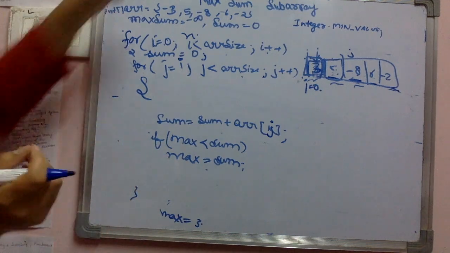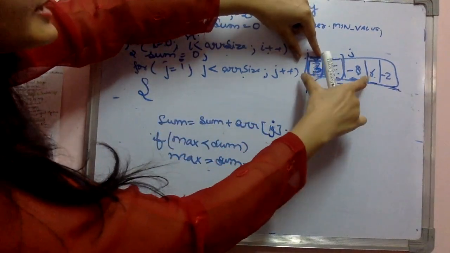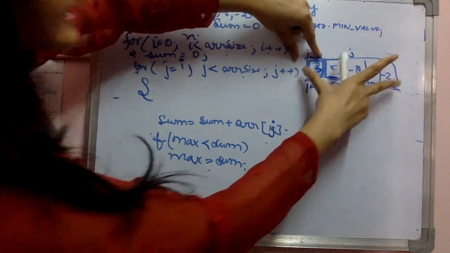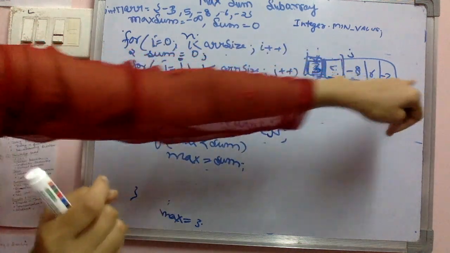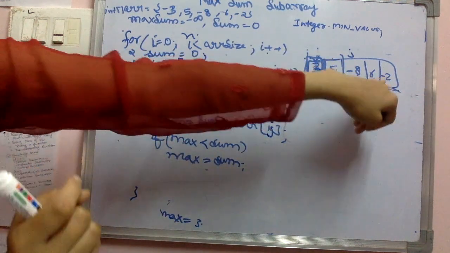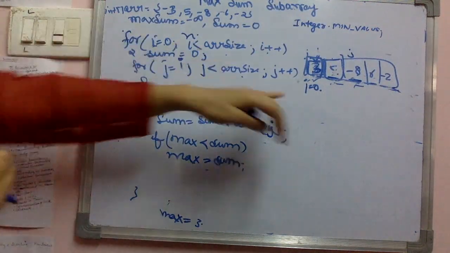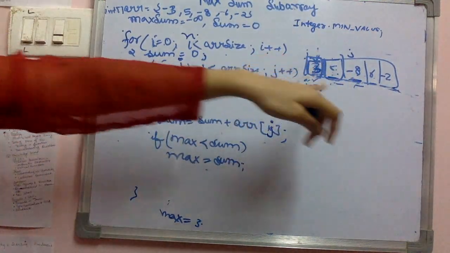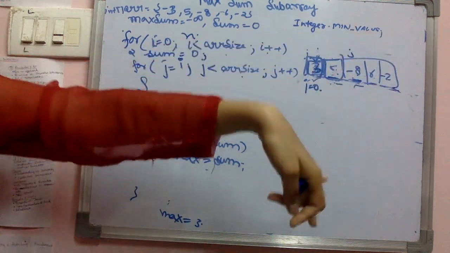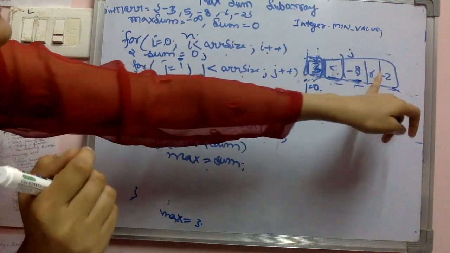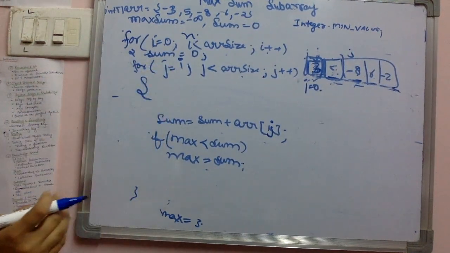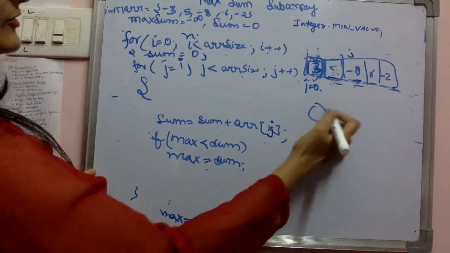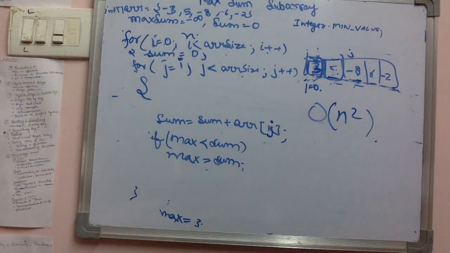So what we are essentially saying is, i will be here and we will be taking up all the subarrays which start with 3. Similarly, we go to 5 and take all the subarrays which start with 5: 5 minus 8, 6 minus 2. Then we start with minus 8 and take all the subarrays starting with minus 8: minus 8, then minus 8, 6, and then minus 8, 6, 2. This way we have removed one unnecessary loop, and the running time of this algorithm is now order of n square.